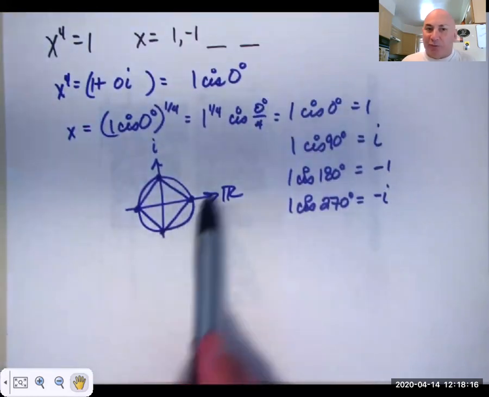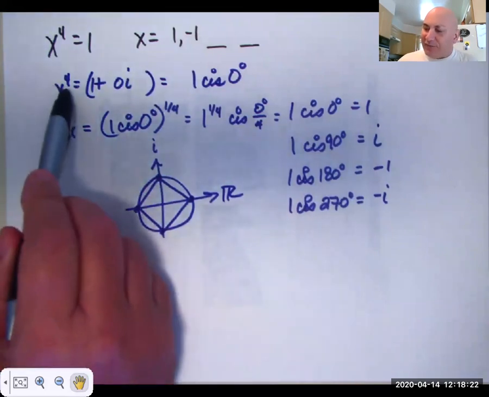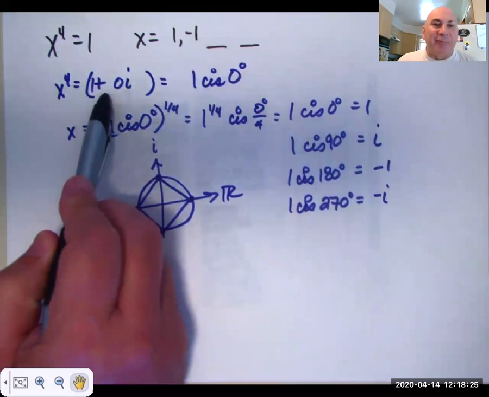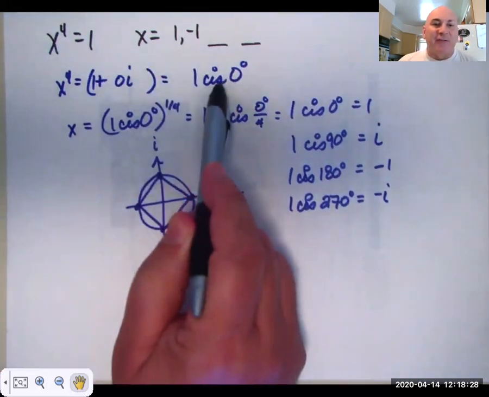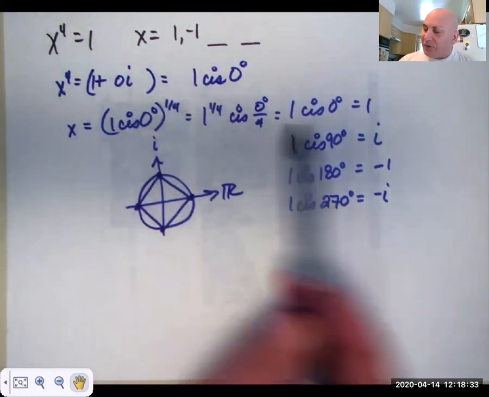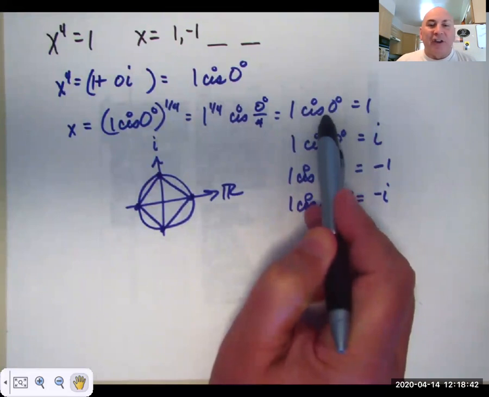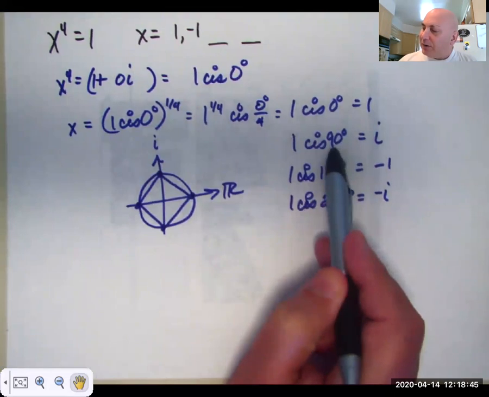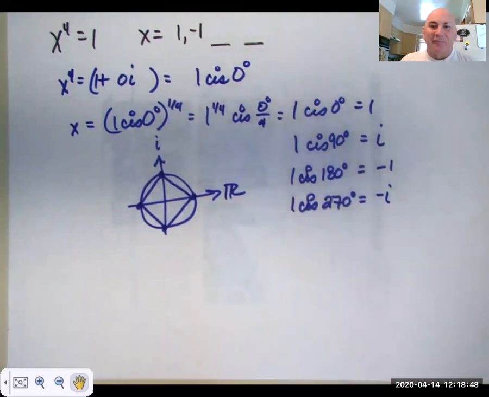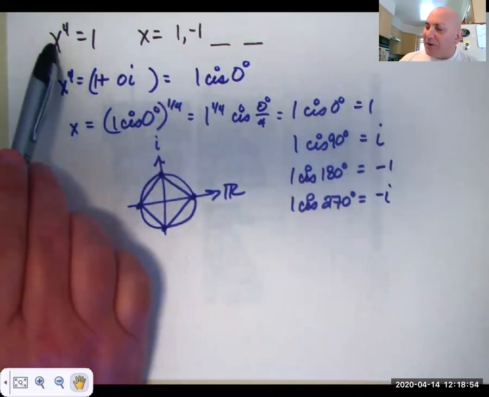If x to the fourth equals 1, we know that these two are roots. What are the other two? Well, I write x to the fourth as 1, rewrite it in a plus bi form, rewrite it in r cis theta form. And if I want to find four roots, I raise it to the 1/4 power. So my first answer is 1 cis 0 degrees. There are four roots. 360 divided by 4 is 90. So the other three roots are here, here, and here. Now you should be able to take all four of these, raise them to the 4th power, and confirm that the answer is 1.